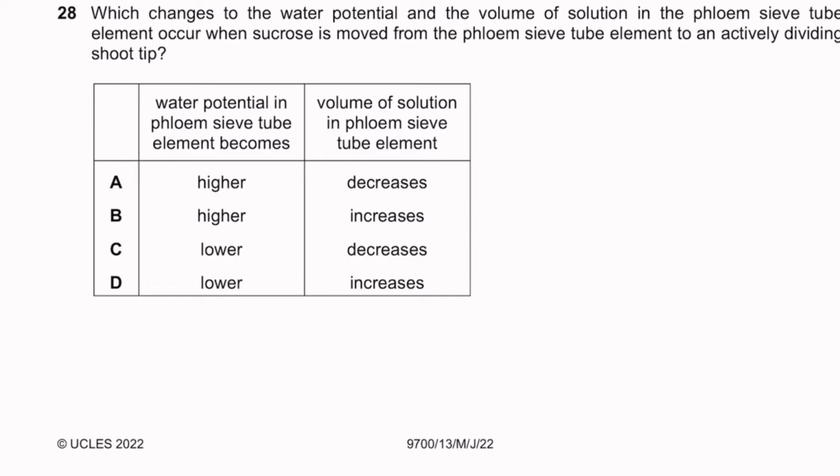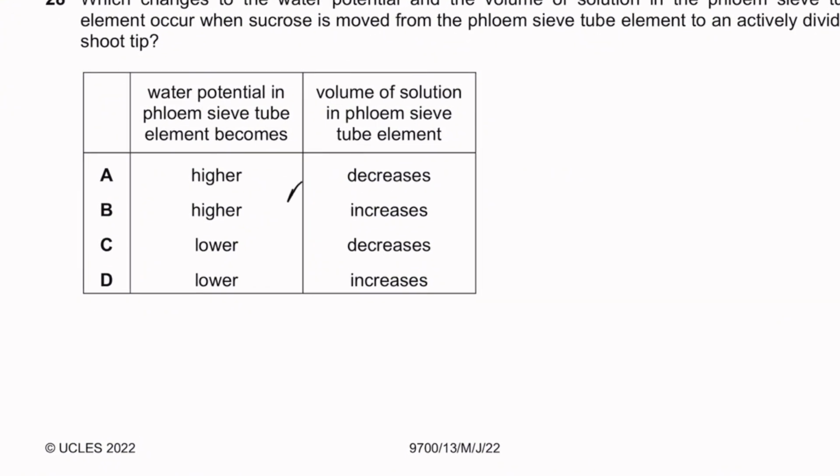Which changes to water potential and volume of solution in the phloem sieve tube element occur when sucrose is moving from the sieve tube element to an actively dividing shoot tip? Okay, so water potential in the phloem sieve tube element versus the volume of solution in the phloem sieve tube element. We're moving to the actively dividing shoot tip, and we want to provide it with minerals and amino acids and everything. So to do this, obviously water potential is going to increase because we're losing the material. So I would say it's higher, and the volume of the sieve tube element is going to decrease because again we are losing substance. So I would say higher, and it decreases.